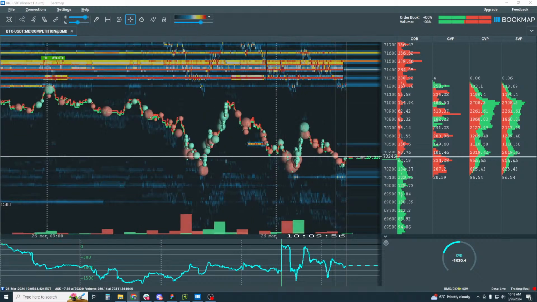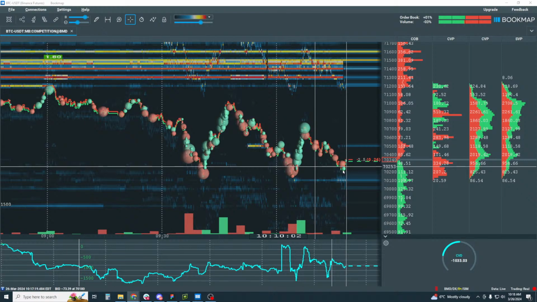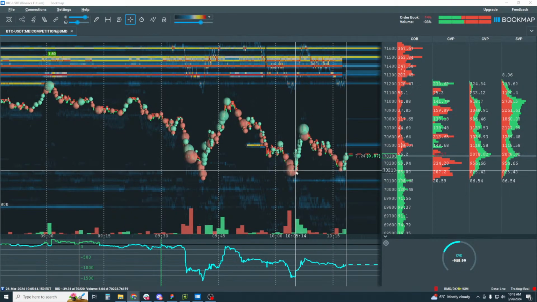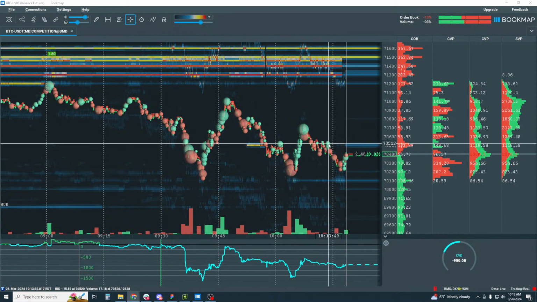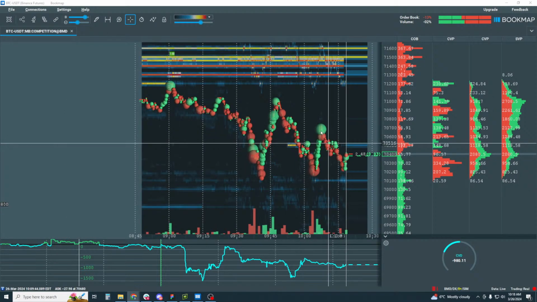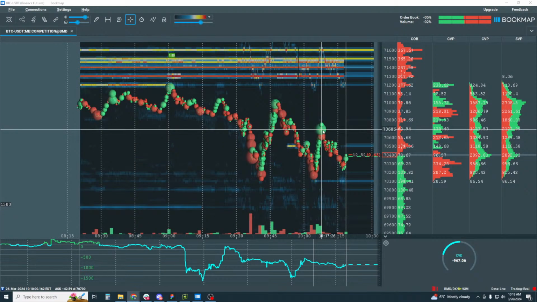Okay, so we're going to go through a scenario in here and understand that if we get more sell volume down here, then likely we're going to get a move lower. Okay, because this buy volume could not move price higher.